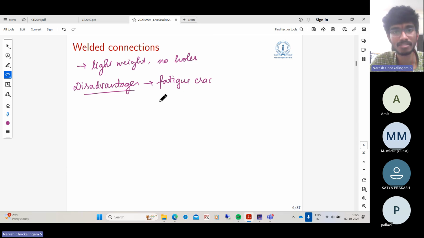That is why railway bridges, not just in India, always have bolted or riveted connections, because they are subjected to cyclic loading, which subjects the welds to fatigue loading, and they crack under fatigue loading. So fatigue cracking is a big disadvantage of welded connections. Also, it requires skilled manpower at the time of construction, and there are other practical difficulties. So how do we analyze welded connections? Analysis of fillet welds.